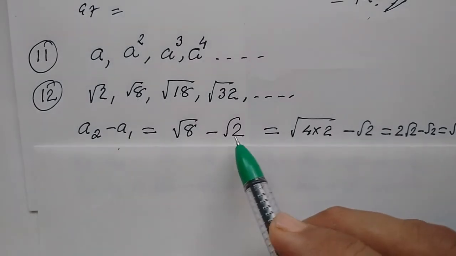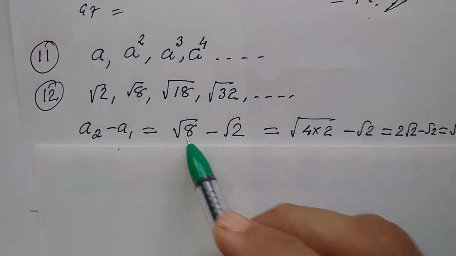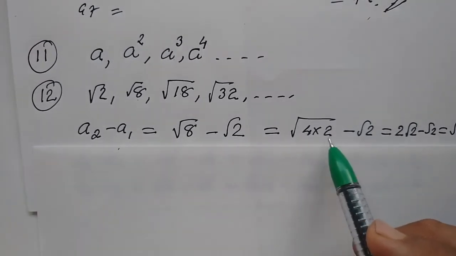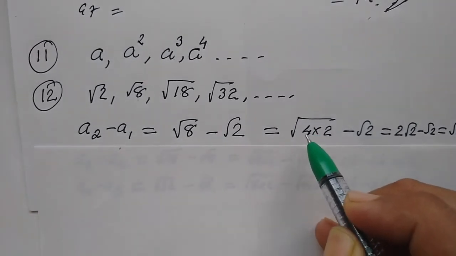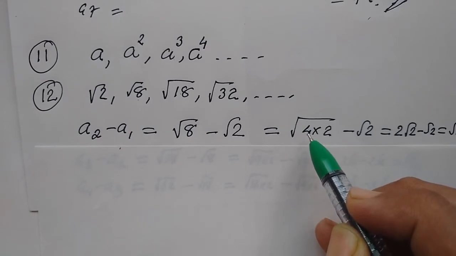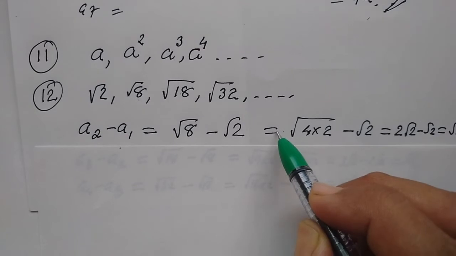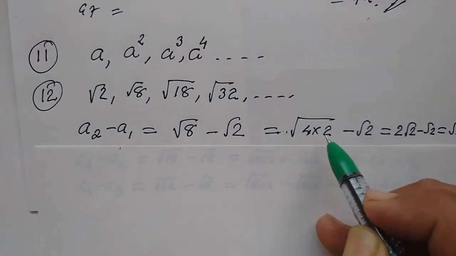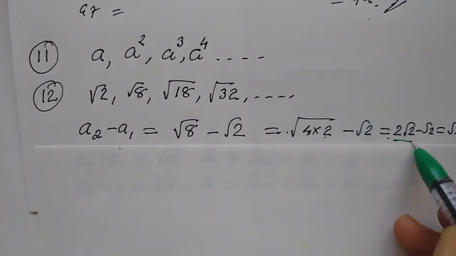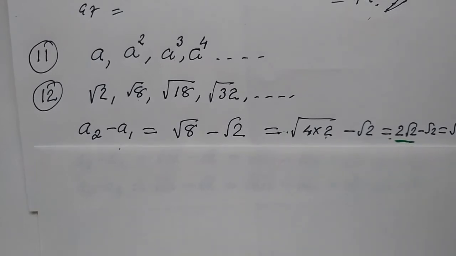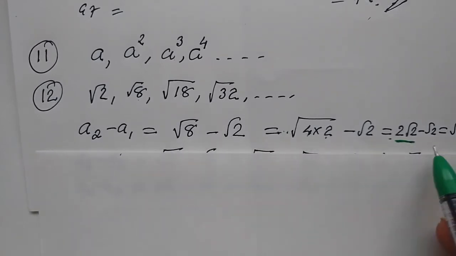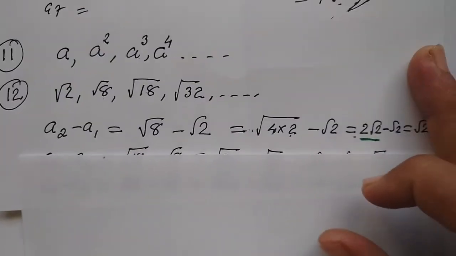A2 minus A1. Root 8 minus root 2. Children, root 8 is nothing but 4 into 2. This number you write or find should be a perfect square. It must be a perfect square. Then root 4 becomes 2 when this 4 comes out. So here 2 root 2, children. Okay. Then minus root 2. 2 root 2 minus 1 root 2. It is root 2, children.